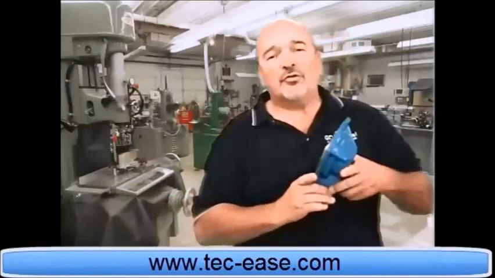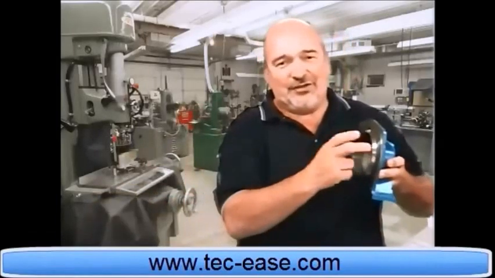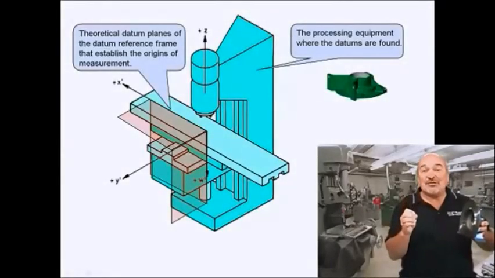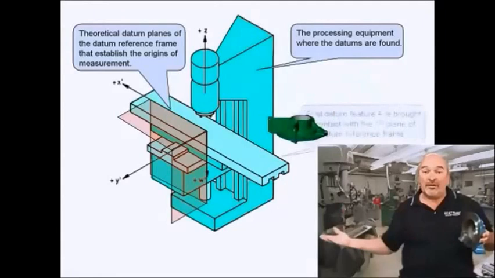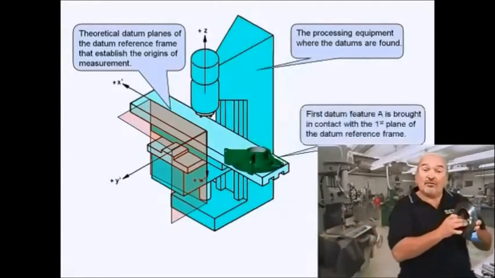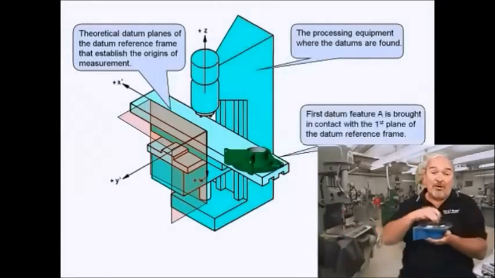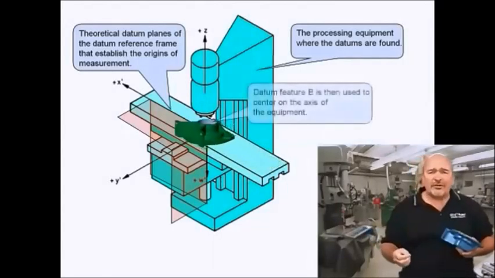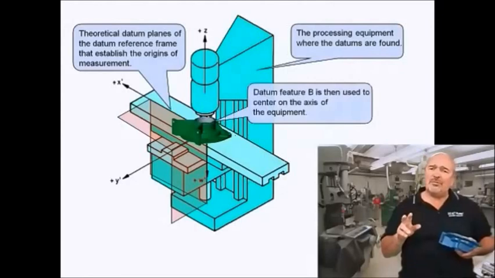When I hear a trainer say, "This is Datum A," I cringe. Datum feature A establishes a plane in the equipment. The bore that is datum feature B is used to line the part up with the axes of the equipment. This axis is the intersection of two datum planes.